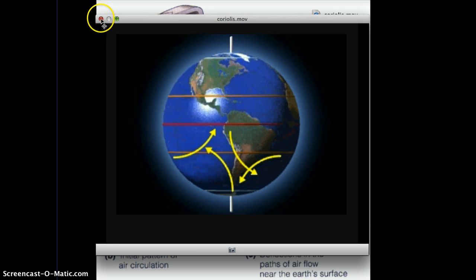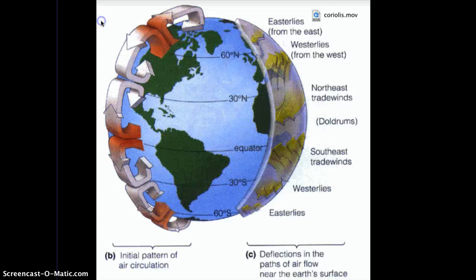Okay, so the idea here, if that video was confusing, the big idea is that when objects try to move across a spinning surface, they can't go straight. They get deflected or bent to the left in the southern hemisphere and to the right in the northern hemisphere. So some of you might be thinking, is that why hurricanes spin? And it is why hurricanes spin.